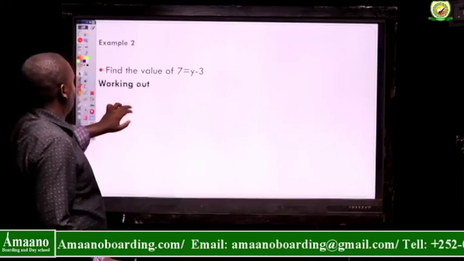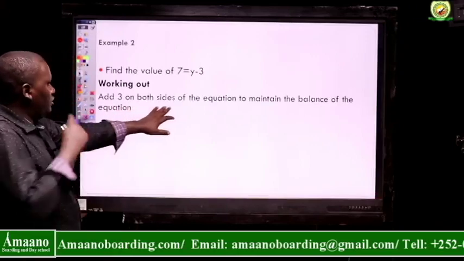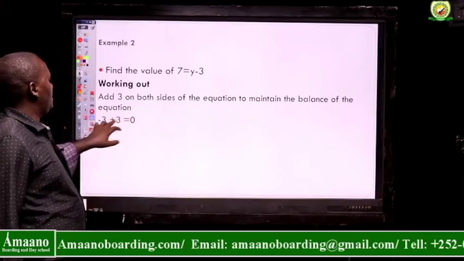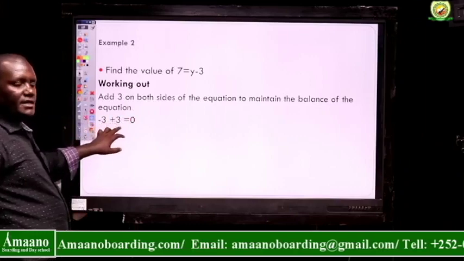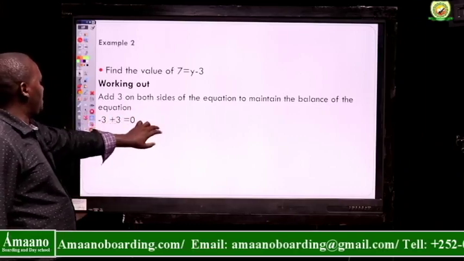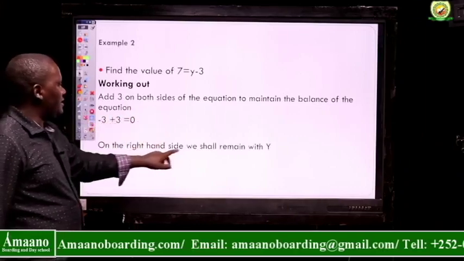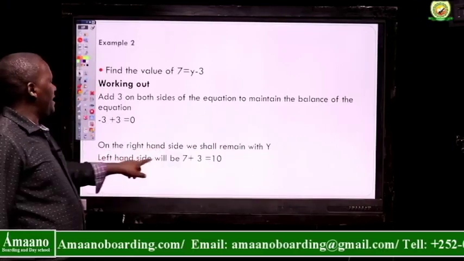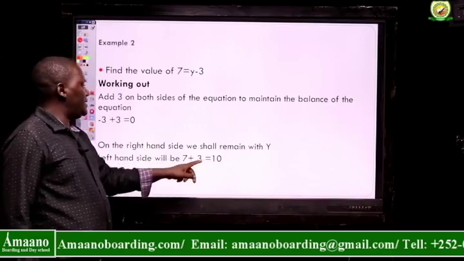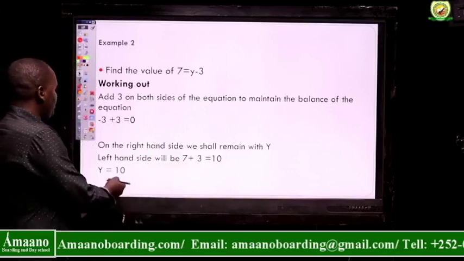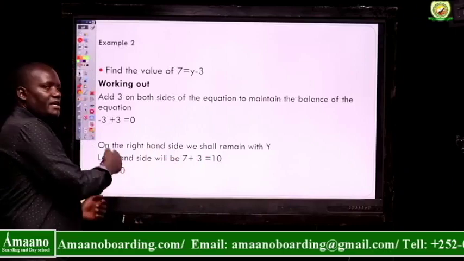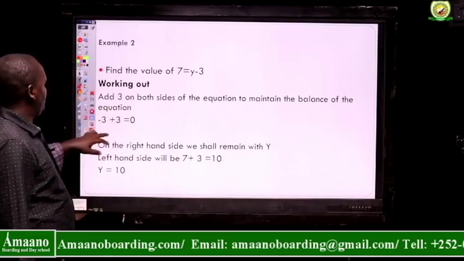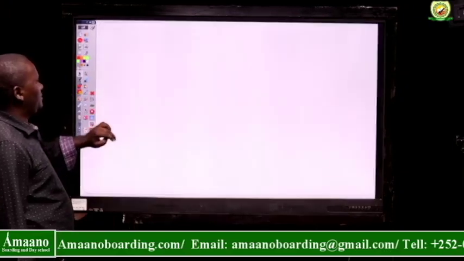That is here, working out. Add 3 on both sides of the equation to maintain the balance of the equation. That is, negative 3 plus 3 equals 0. On the right hand side, we shall remain with only y. Left hand side will be 7 plus 3, which equals 10, and the final answer is y equals 10. Let's check the next example.